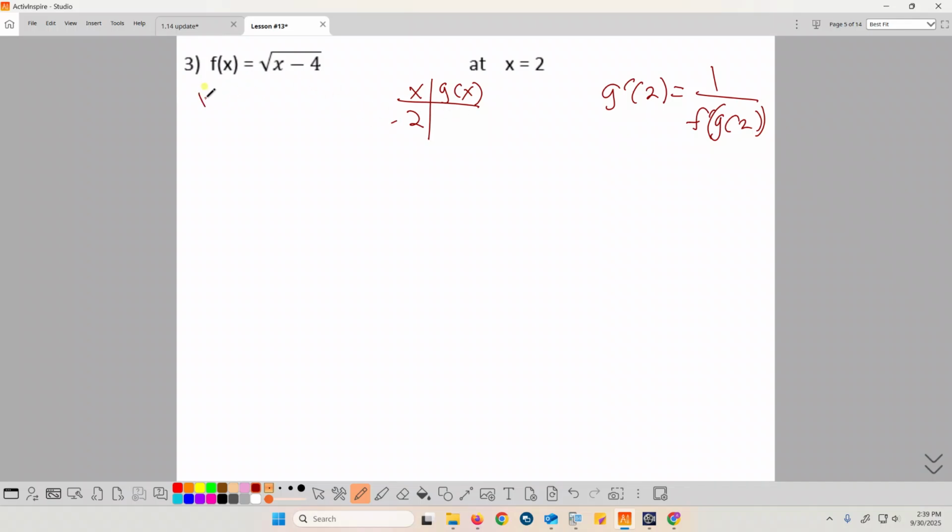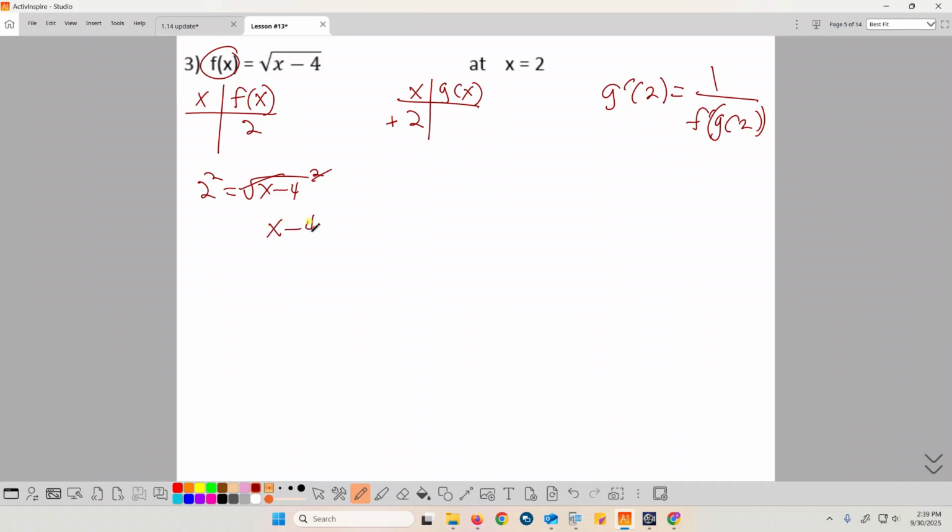Well, if they're inverse functions, g and f, that means that if this is the input, positive 2, then this is the output over here on f of x, right? So I'm going to go ahead and replace my f of x there with a 2. So this is 2 equals the square root of x minus 4. And certainly this one looks really easy, right? Well, how do we get rid of the square root? We just square both sides, right? That'll get rid of that.